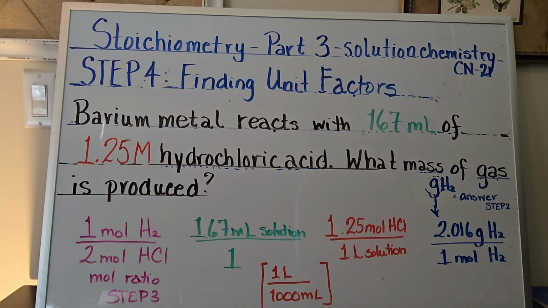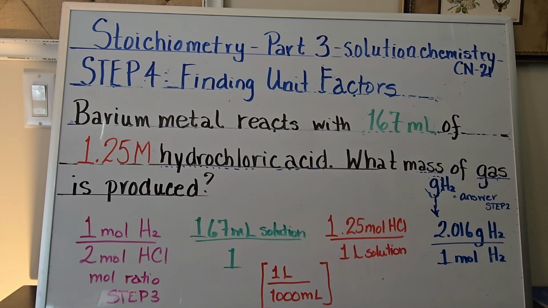Our fourth unit factor is actually given in our answer. We are coming up with the grams or mass of H2. So grams is a key word if you go back to class notes 13 for molar mass. Molar mass of what? Molar mass of H2 gas. And that is 2.016 grams hydrogen gas per 1 mole of hydrogen gas.